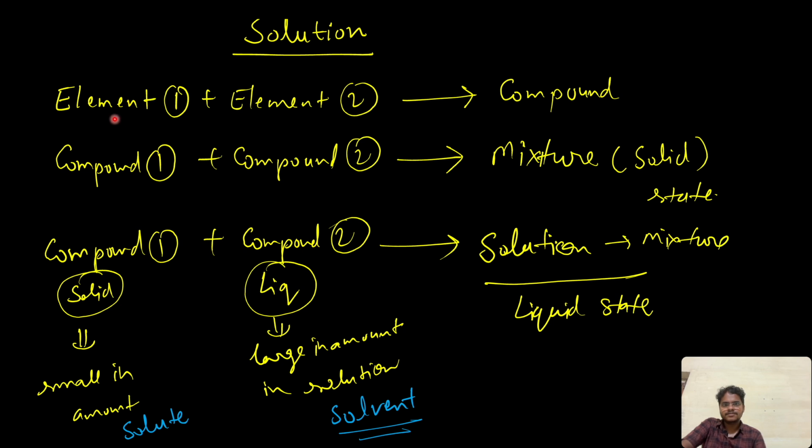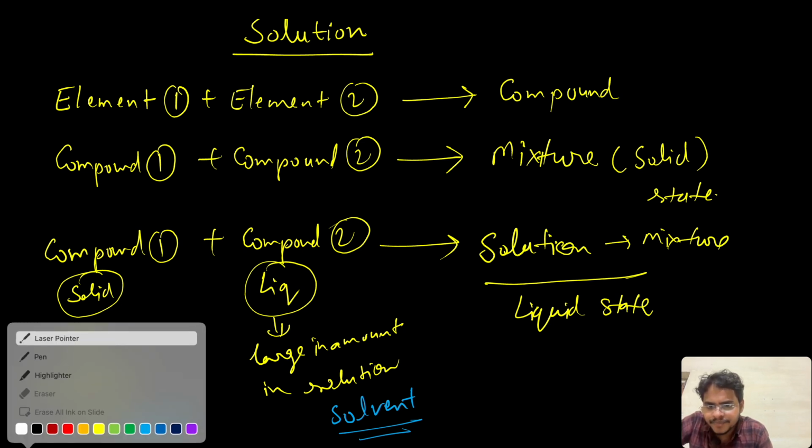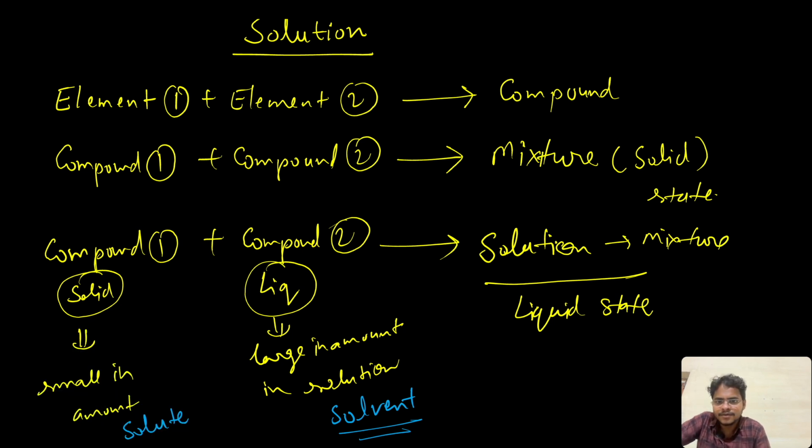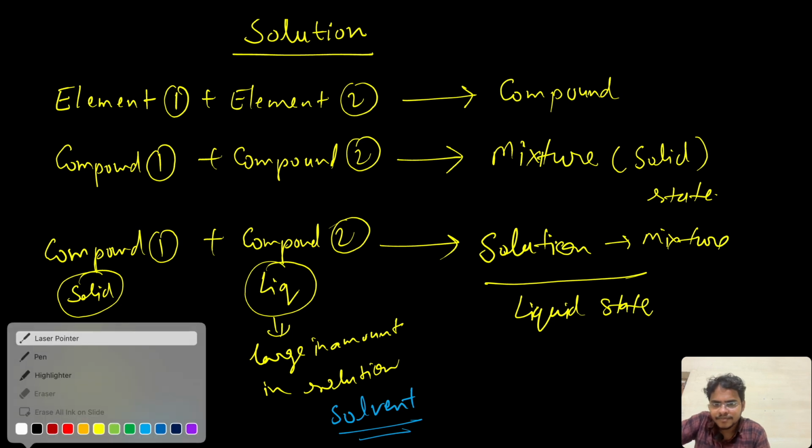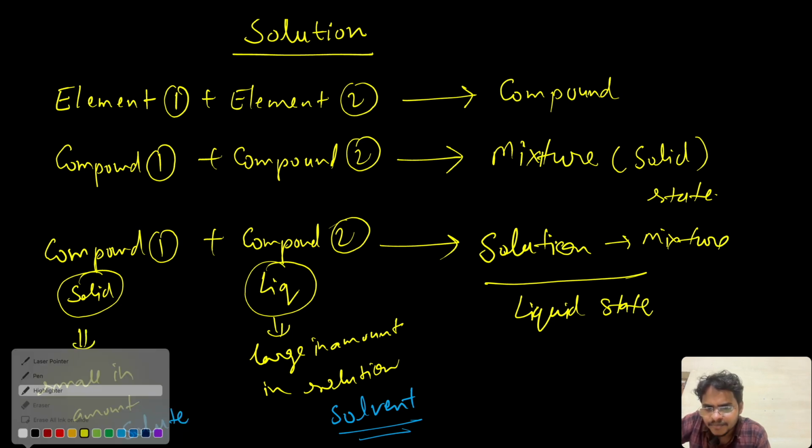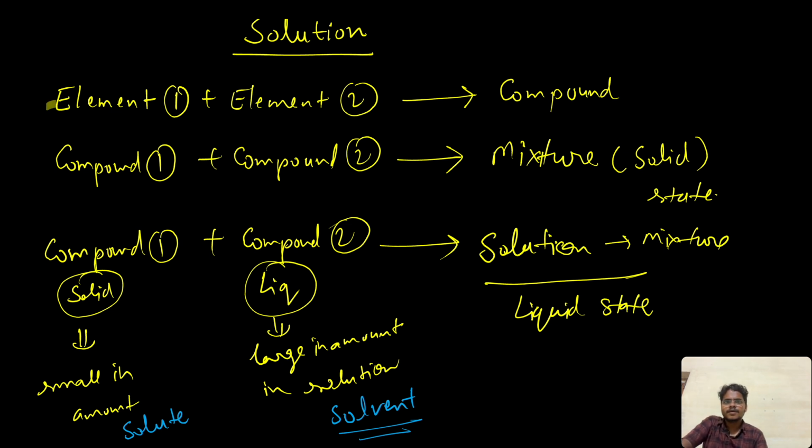we mix two things. One is element 1 with element 2. What do we do in chemistry? We mix element 1 with element 2 and we get the compound.